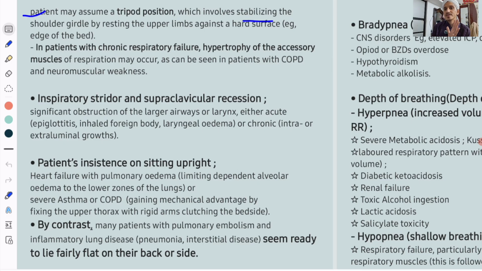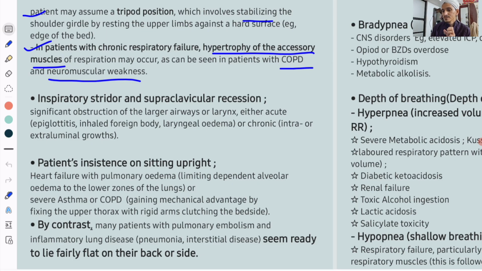Example, most common is COPD patients. In chronic COPD patients, you can see they will sit like this. Now, accessory muscles of respiration will stand out in chronic respiratory failure patients and in patients with acute respiratory failure. In patients with chronic respiratory failure, there will be hypertrophy of the accessory muscles of respiration, as can be seen in patients with COPD or in patients with neuromuscular weakness. So accessory muscles will take on the task and get hypertrophy. So there is use of accessory muscles and hypertrophy of accessory muscles. Remember this point in chest.